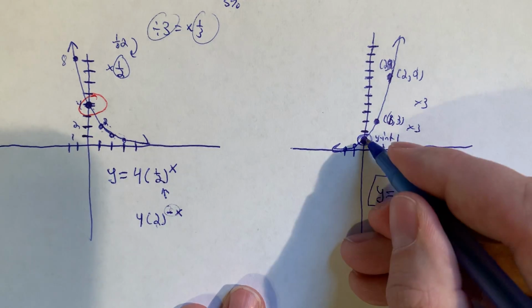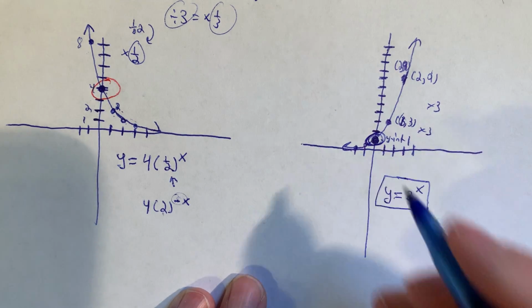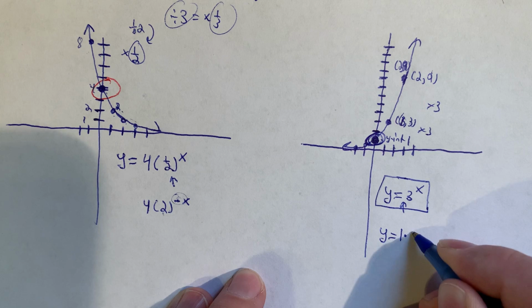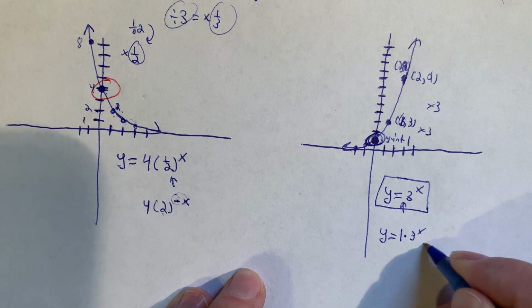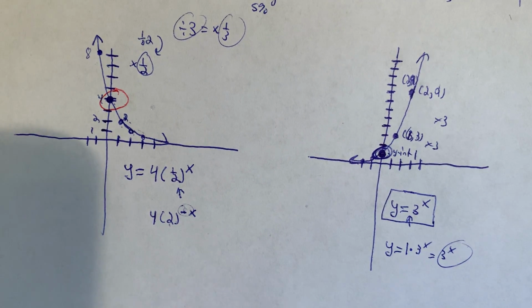It's a parent function. Remember that if it goes through y equals 1, if that's the y-intercept, then it's a parent function, and you don't need a constant multiplier. You could put 1 times 3 to the x, but 1 times anything is itself, and so we write it in the simplified form.